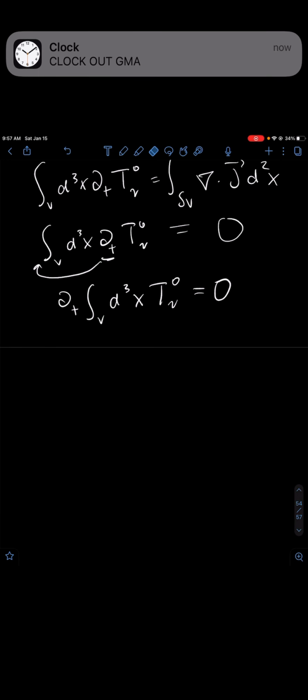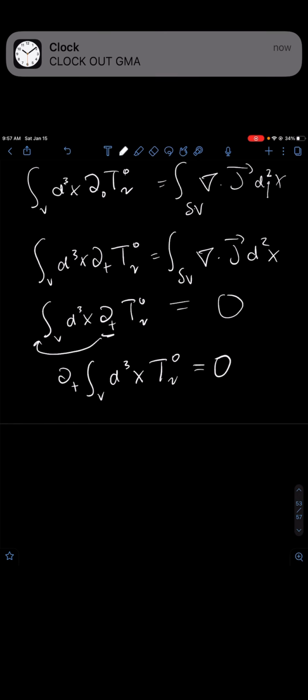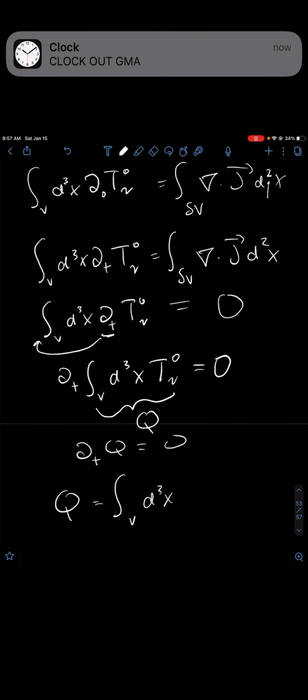And here we have this. So this is the conserved quantity. So we have partial t Q equals 0, where Q is just the three-dimensional volume element of T naught nu. All right. And since nu can take on values 1, 2, 3, and not 0, we're being a bit sloppy in our notation by saying nu. Really, we mean I.